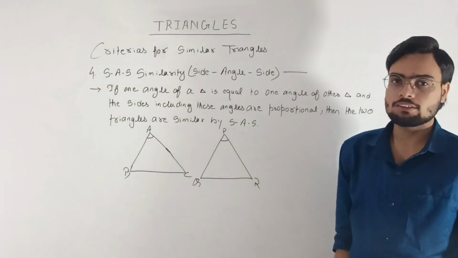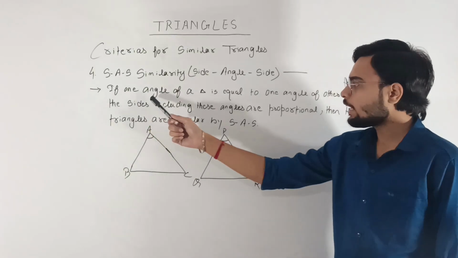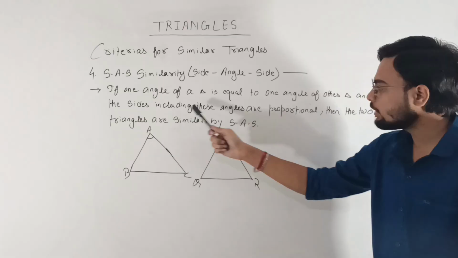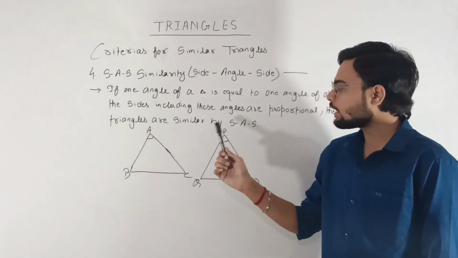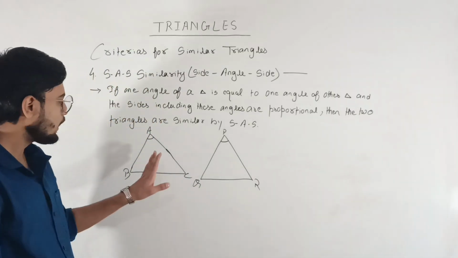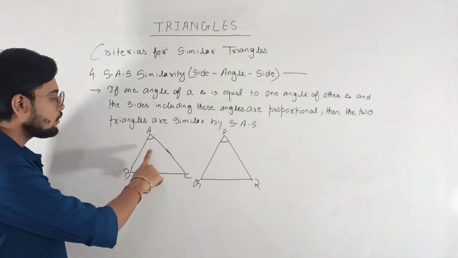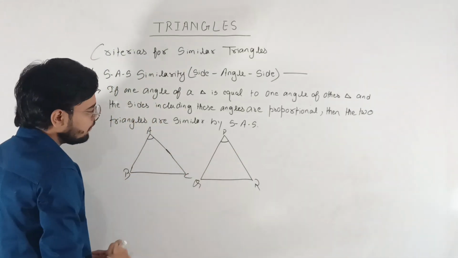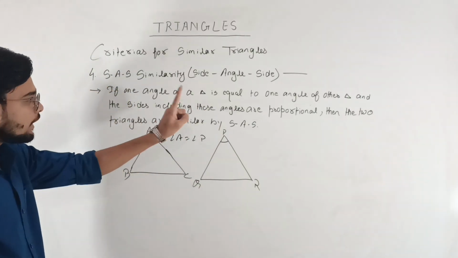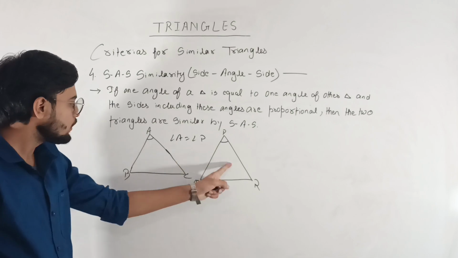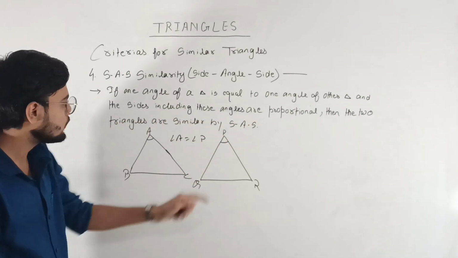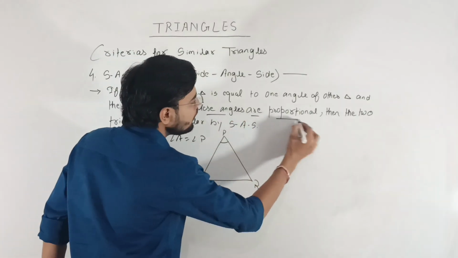Let's see our next criteria, which is SAS similarity, that is side-angle-side. This similarity says: if one angle of a triangle is equal to one angle of another triangle and the sides including these angles are proportional, then these two triangles are similar by SAS. Now look, suppose I have triangles ABC and PQR, and in these two triangles angle A is equal to angle P. One angle of a triangle is equal to one angle of the other. Next, the sides including these angles are proportional.